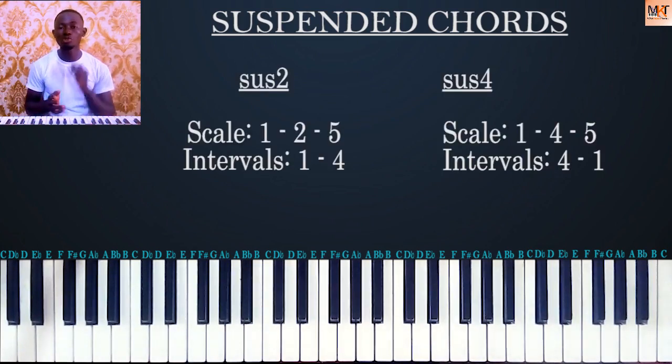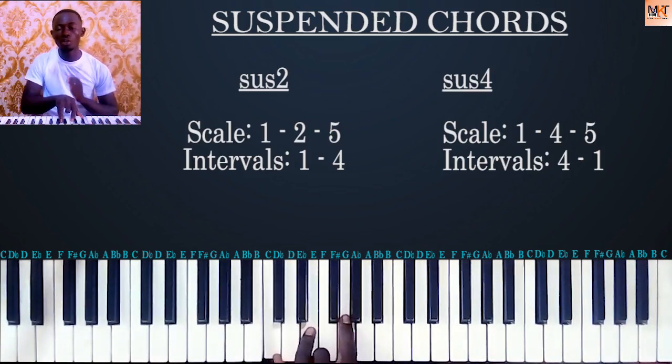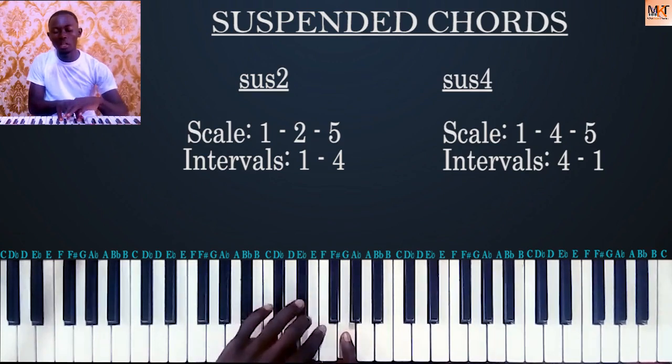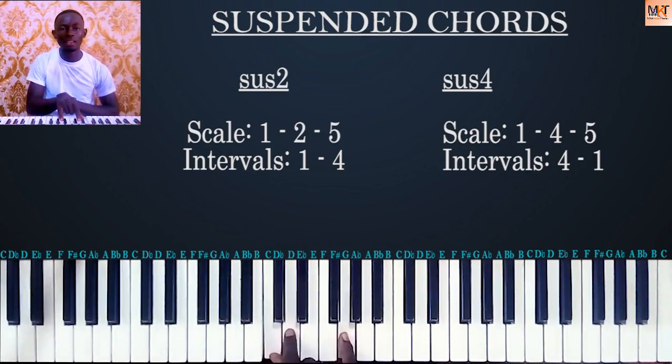They are two. We have the sus2 and we have the sus4. How do you form the sus2 chord? On the major, reduce the major third by a whole note. Or better still, it's 1 2 5. So 1 in between, 4 in between. And that gives you the sus2 chord.